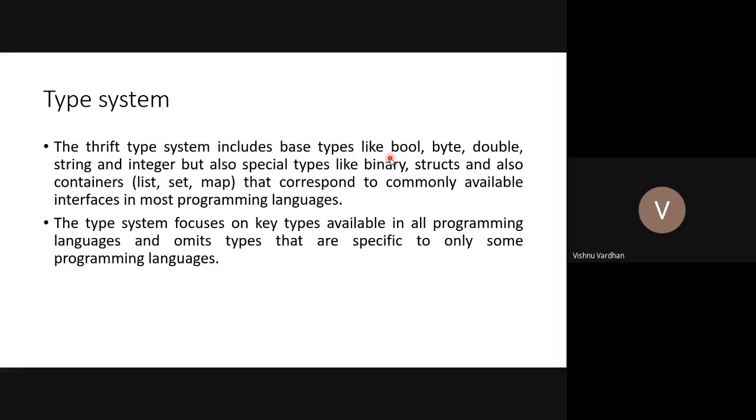PHP is not an object oriented programming language. Still, you will find boolean, byte, double. So these are some core data types, and these core data types are what the Thrift type system has designed and defined. Why? Because it has to provide compatibility to all the major programming languages which are running in the industries. So that's why they have taken only common formats: bool, byte, double, string, and integer.